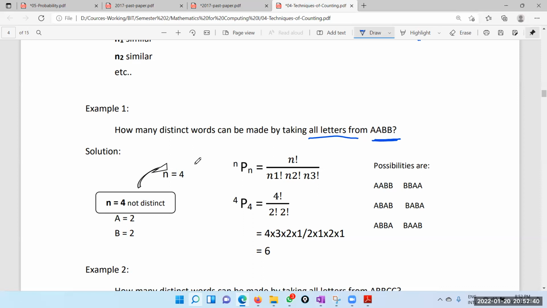N non-distinct, but we take all n. So that is factorial n divided by the factorials of the counts of the same things.